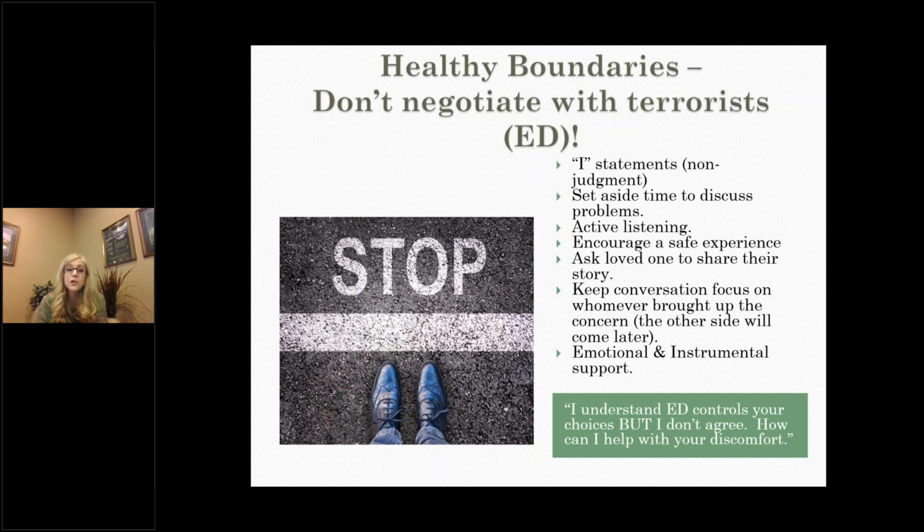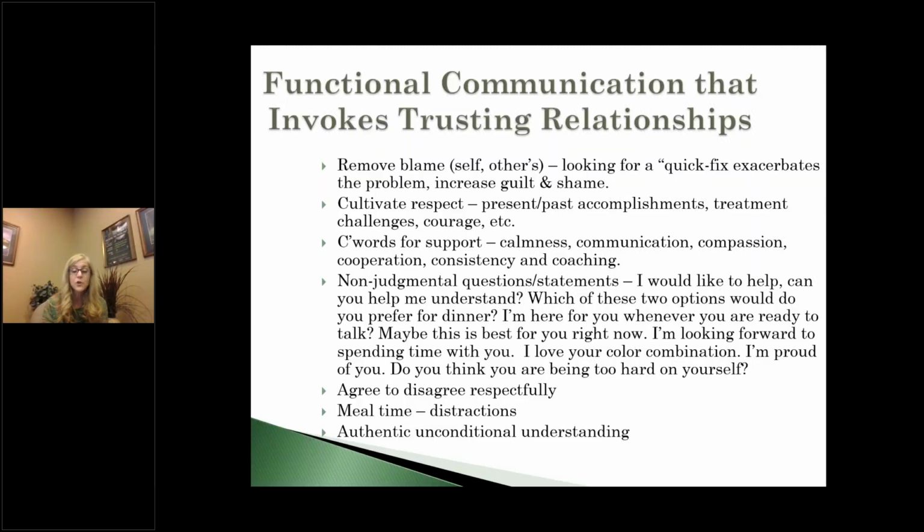So functional communication that invokes trusting relationships. I mentioned earlier on in the objective, we need this trust, to go back to trust, because the eating disorder, of course, has moved the trust out of the healthy relationship, the family relationship, or the spousal relationship, and now the focus has come on this eating disorder, and so the trust has come on the eating disorder. So we need to be able to move that out. Healthy communication, again, being aware of if we're blaming, if we're trying to do those quick fixes, or if anything that we're saying is increasing that guilt and that shame.